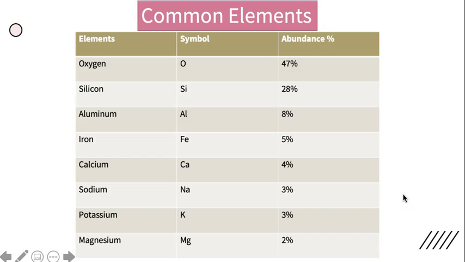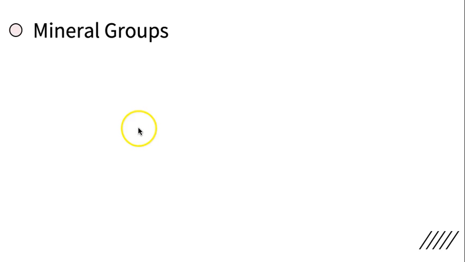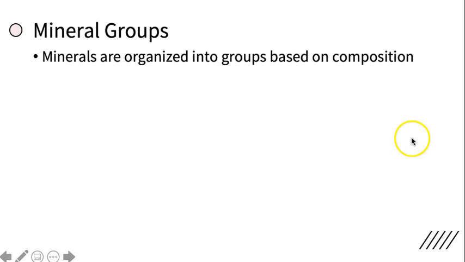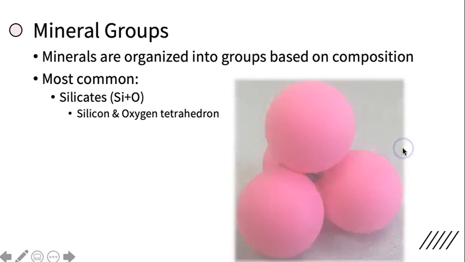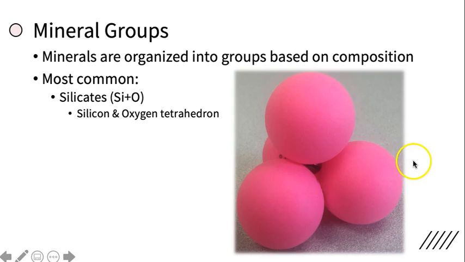Most minerals form from some combination of the 8 most common elements in Earth's crust. Minerals are organized into groups based on composition. The most common group of minerals found in rocks are the silicates, which utilize the two most abundant elements in Earth's crust, oxygen and silicon, to make up their crystal structure. These bond together to form the silicon-oxygen tetrahedron, to which other elements bond, creating other minerals.